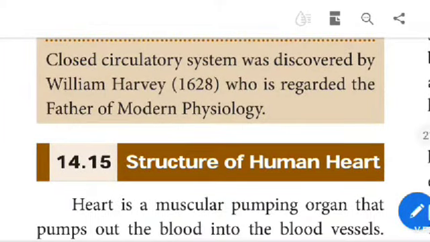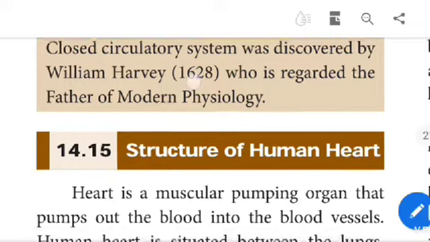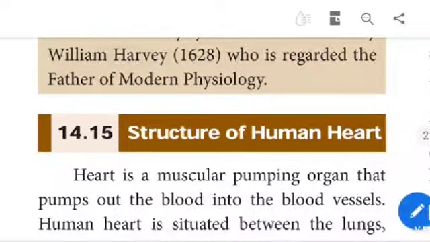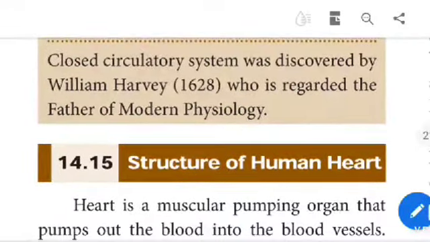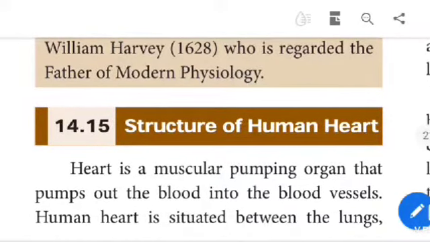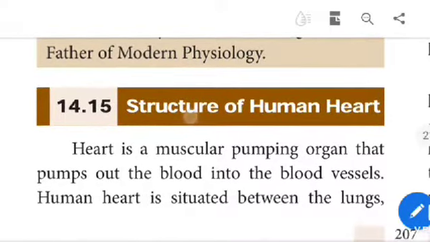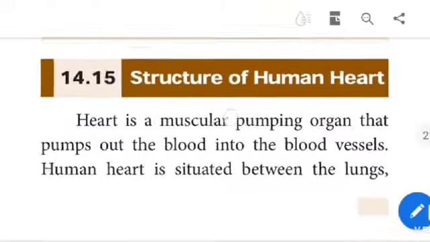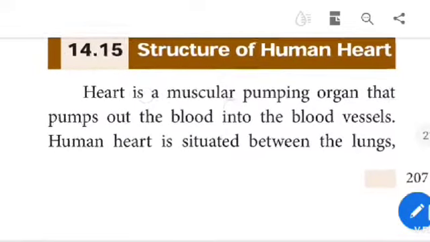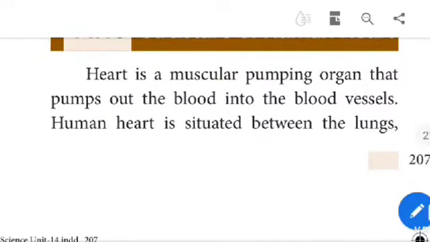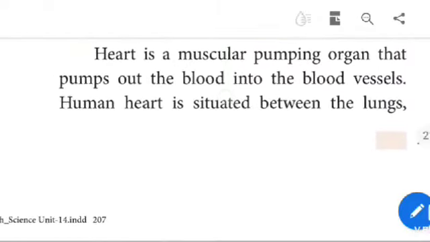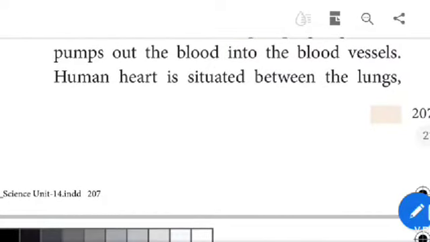Closed circulatory system was discovered by William Harvey in 1628, who is regarded as the father of modern physiology. Structure of human heart. The heart is a muscular pumping organ that pumps out the blood into the blood vessels.